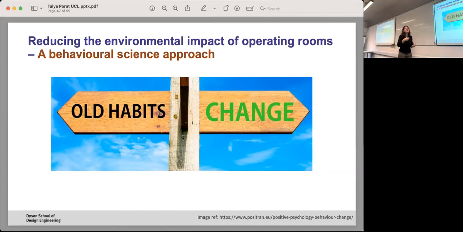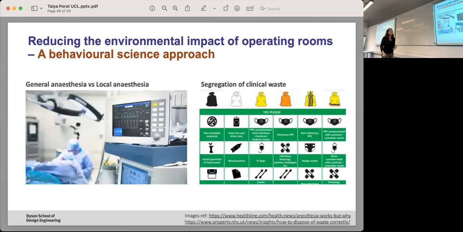And we wanted to know if we can understand what the barriers and facilitators are for doing that, and if we can change the behavior. So, just to give some example, we started talking to surgeons and other operating room staff to understand what's going on and what could be the barriers.